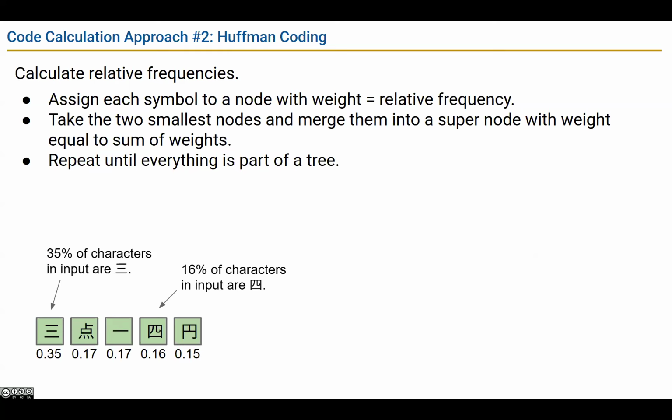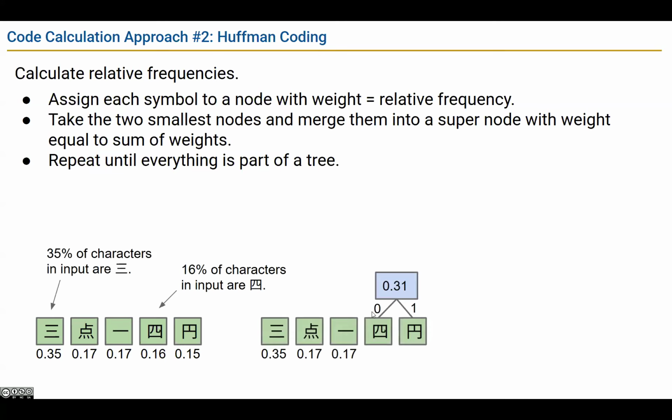So let's start off with the first part. What are the first 2 things that I merge? 16 and 15? Yeah, those are the 2 smallest. So I'll merge them into a mini tree that has total weight 0.31.